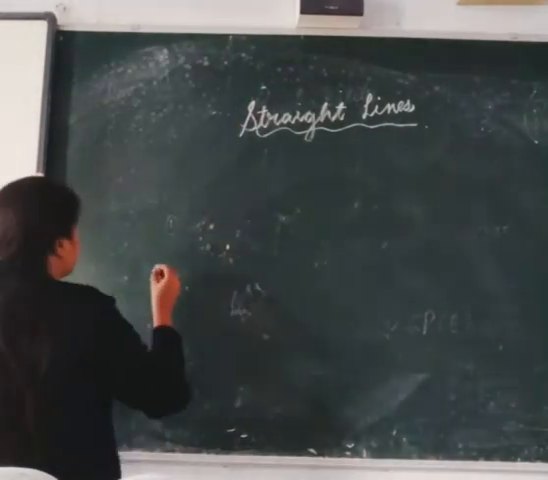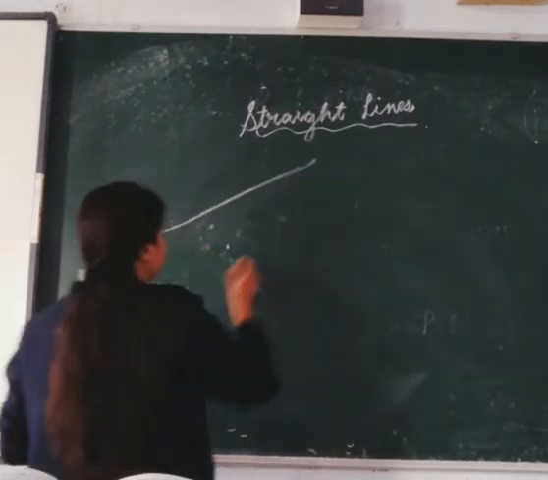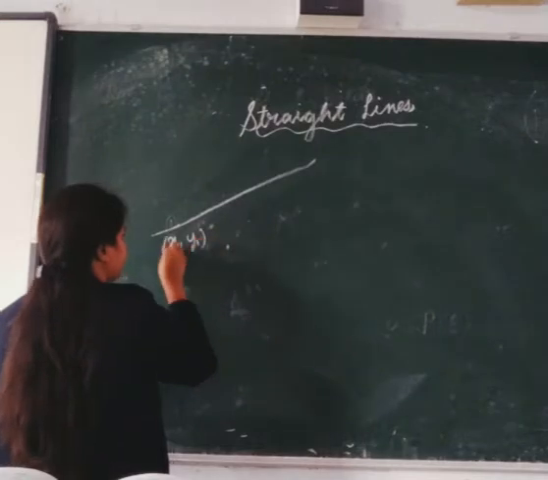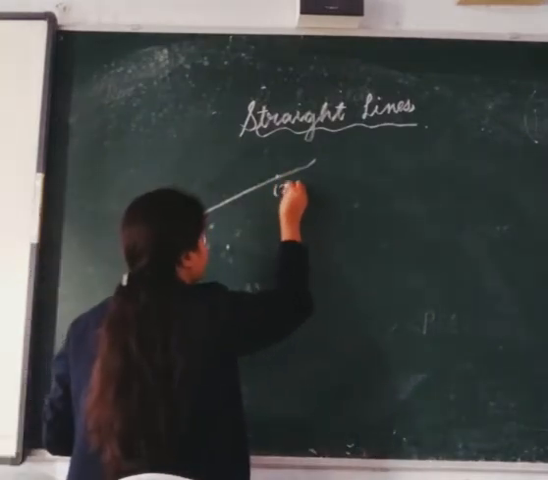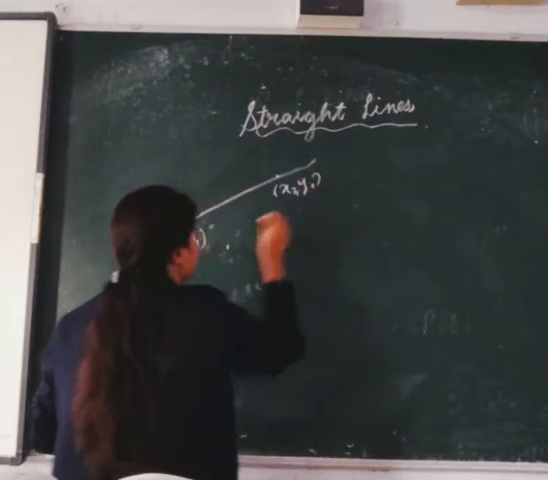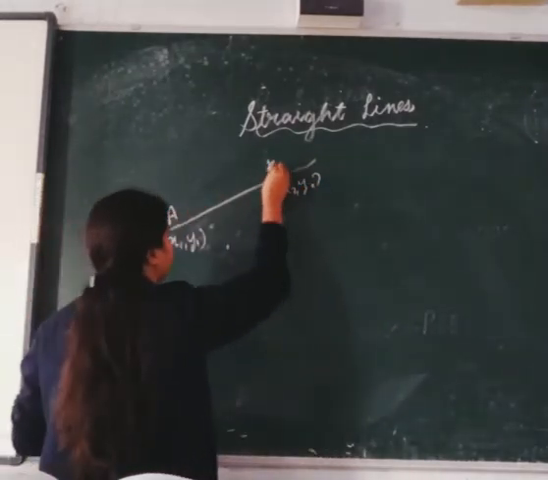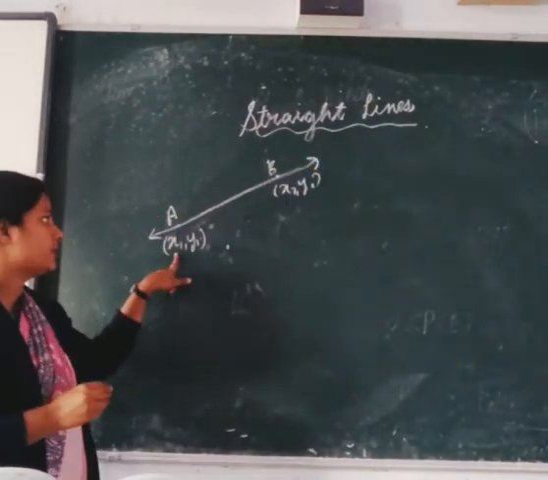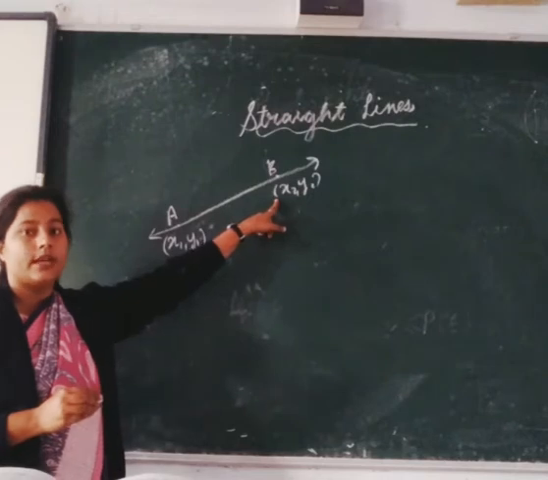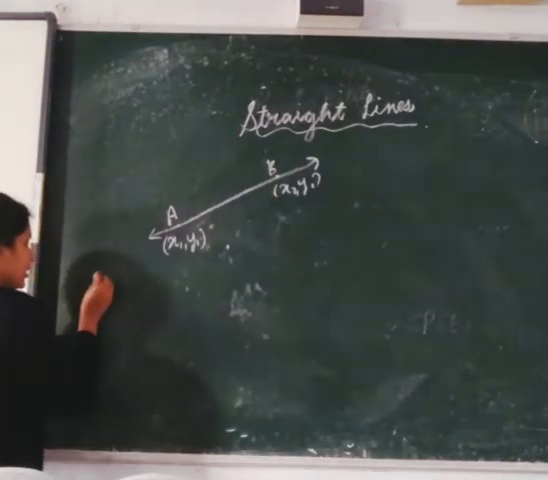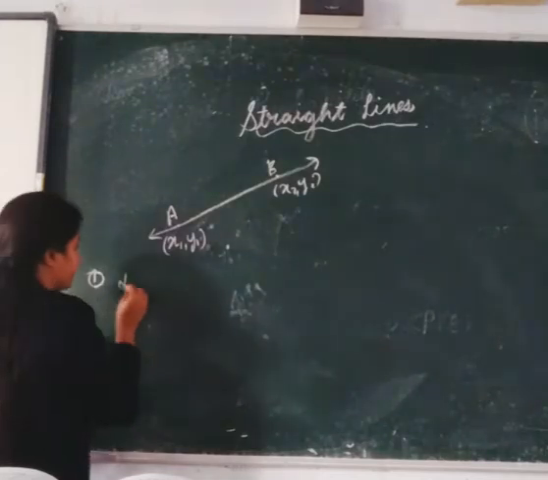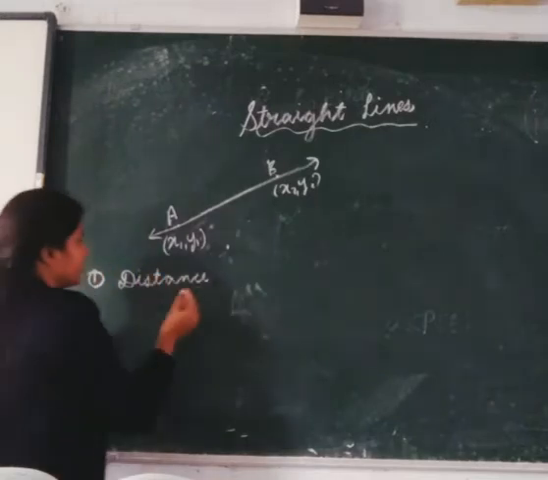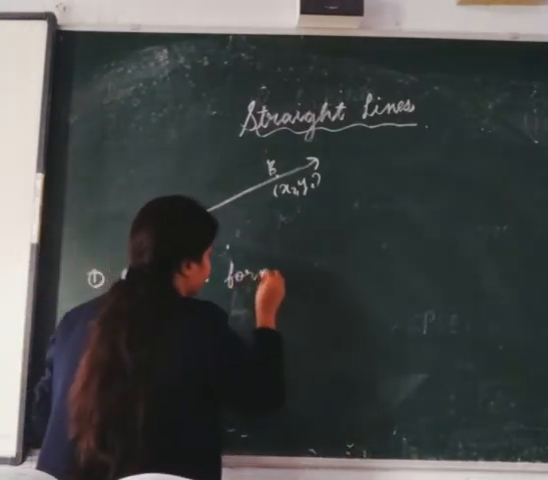The first thing that we are going to talk about is, suppose we have a line and we are discussing any 2 points, say this is x1, y1 and this is x2, y2. Suppose we have 2 points A and B on a given line and the coordinates of A are x1, y1 and the coordinates of B are x2 and y2. The first thing is the distance formula.